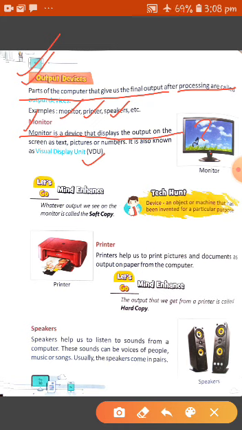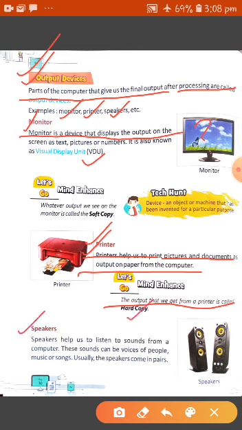Now, talking about printer. A printer is a primary output device used to get the printed copy or the hard copy of your work on paper. So, printers help us to print pictures and documents as output on paper from the computer. The copy that we get from a printer is called hard copy.